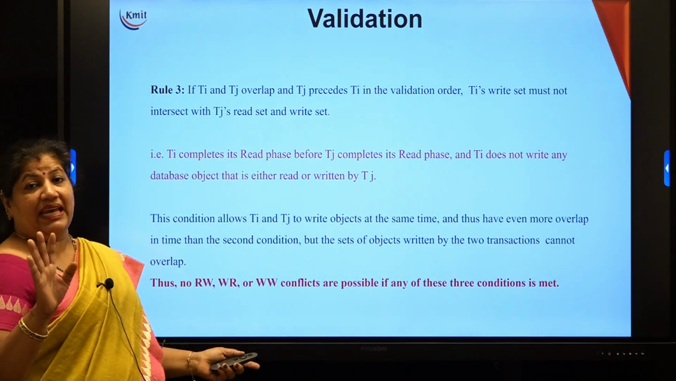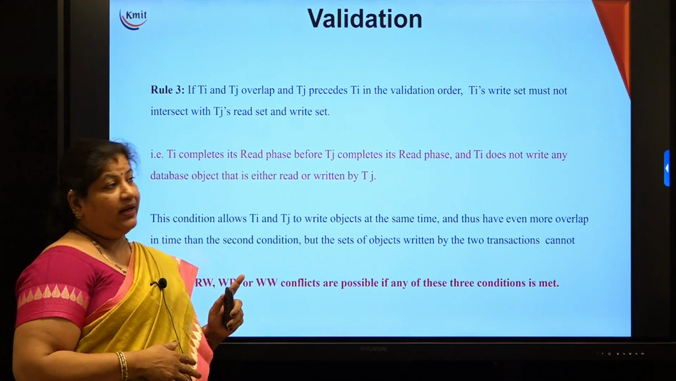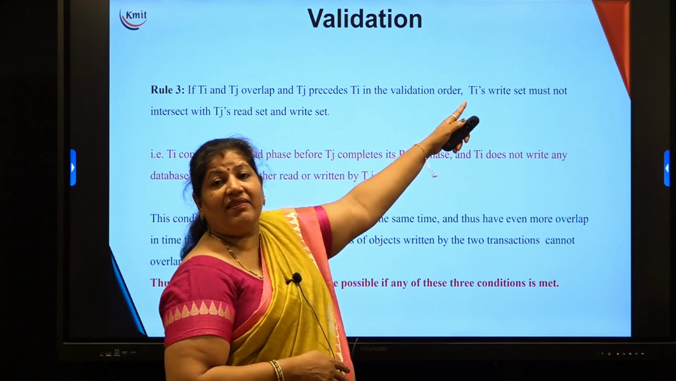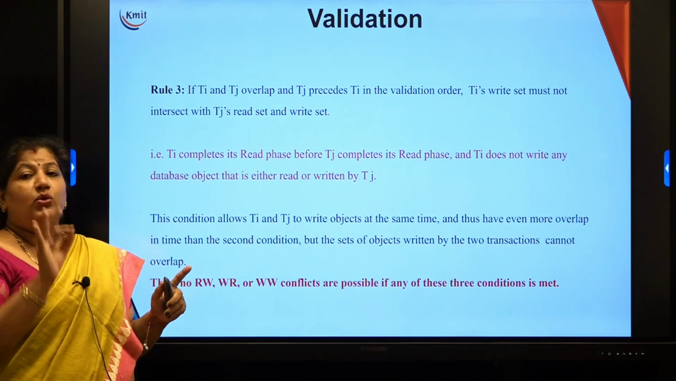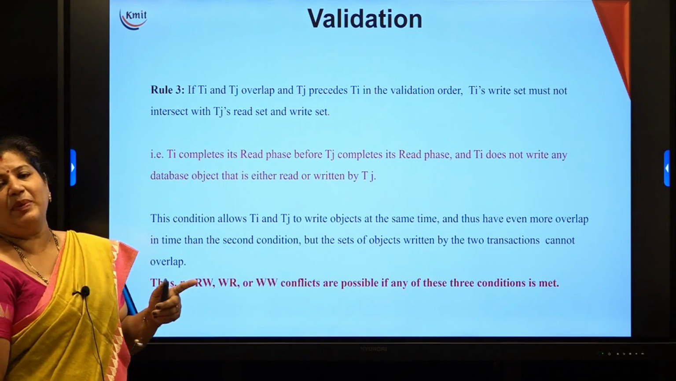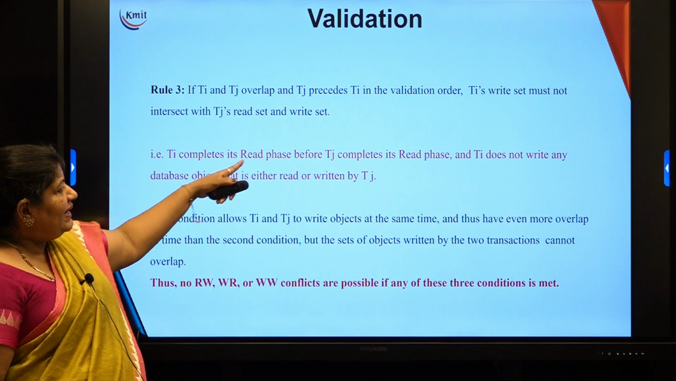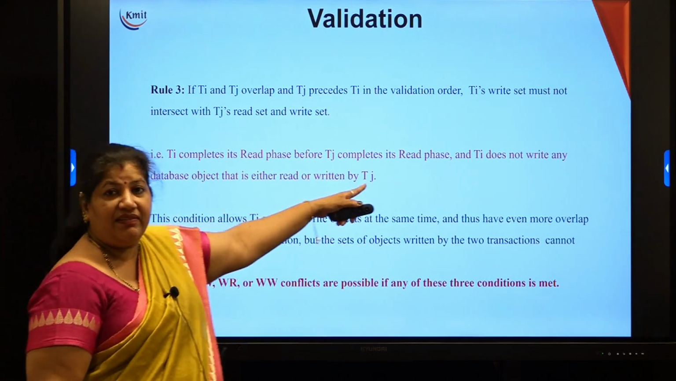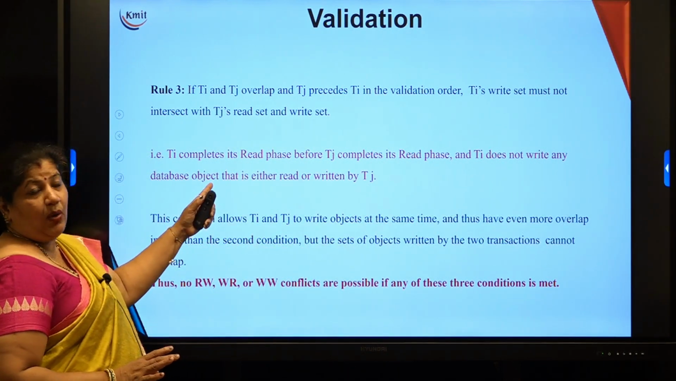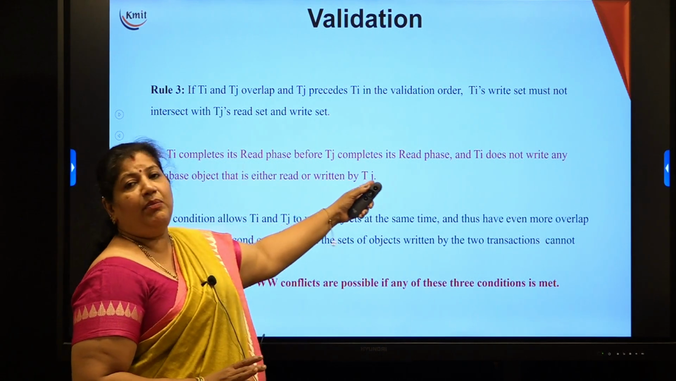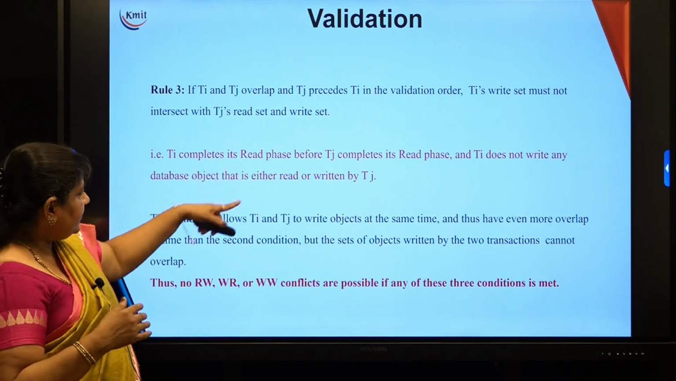Rule number 3 says Ti and Tj overlap and Tj precedes Ti in the validation order. Then in that case, Ti's write set must not intersect with Tj's read and write sets. So you should not read or write anything that has been updated, or that will be updated, by Ti in the future. So Ti completes its read phase before Tj completes its read phase, and Ti does not write any database object that is either read or written by Tj. Tj has completed or finished, so it will not read.